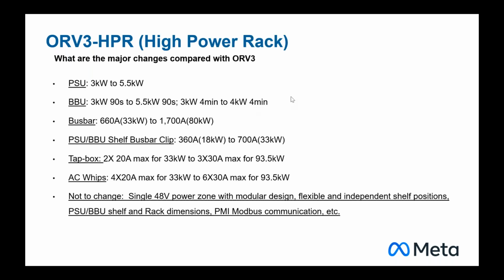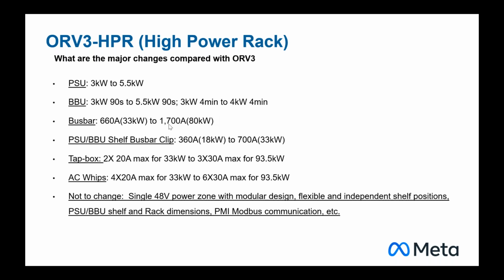Okay, what are the major changes compared to ORV3? Per PSU, the power is increased from 3 kilowatts to 5.5 kilowatts. And BBU, same thing, 3 kilowatts to 5.5 kilowatts. For those users needing 4 minutes, the power is increased from 3 kilowatts to 4 kilowatts. And the bus bar used to be 33 kilowatts. Now it needs to support 80 kilowatts.